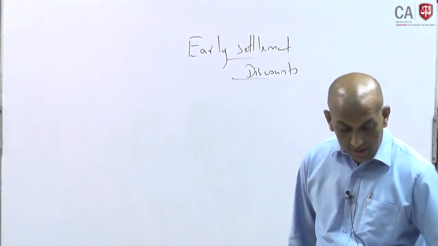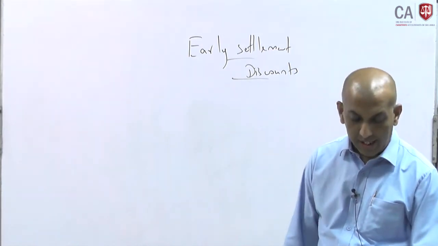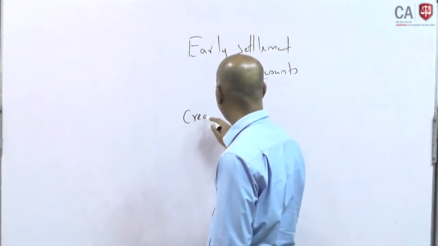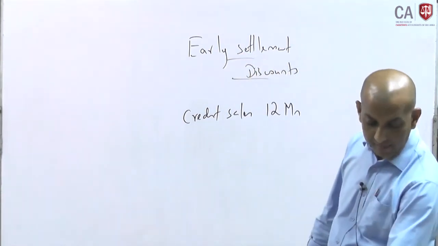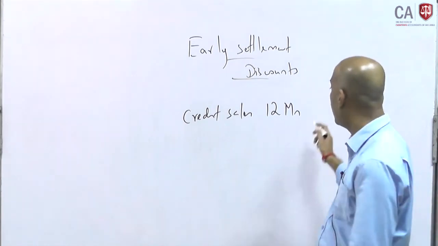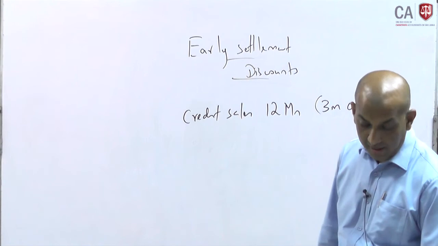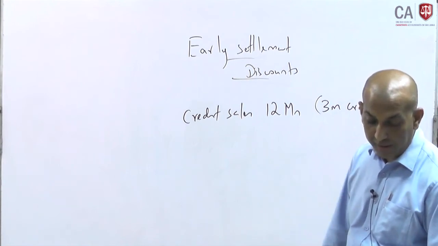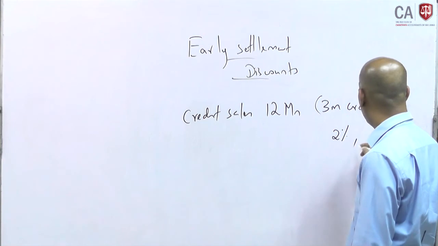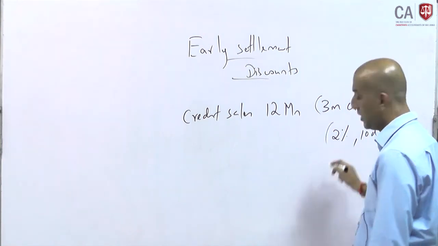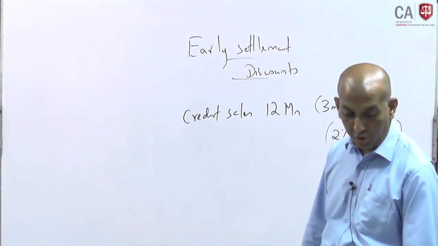If you read it, it's example 5.5. LP company annual credit sales of 12 million, and 3 months are allowed for payments. So you are giving 3 months credit. Company decides to offer a 2% discount for payments made within 10 days. So company is going to give 2% discount to people who pay within 10 days of the goods sold.